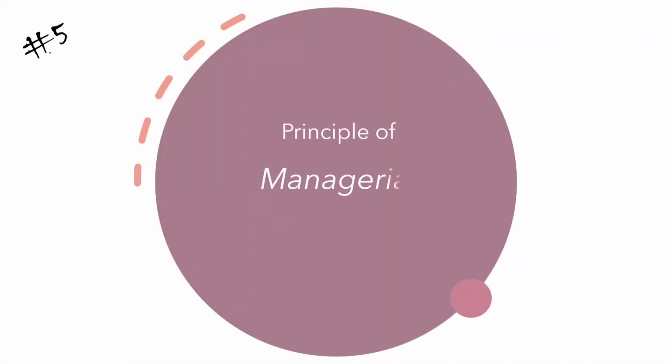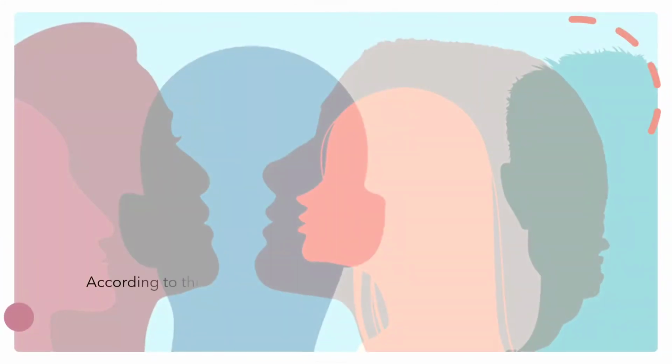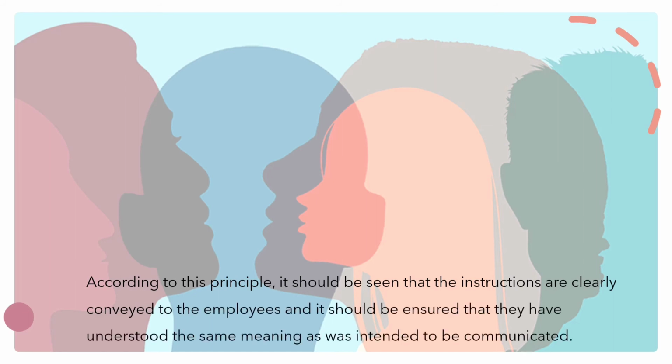Principle of managerial communication. According to this principle, it should be seen that the instructions are clearly conveyed to the employees, and it should be ensured that they have understood the same meaning as it was intended to be communicated.